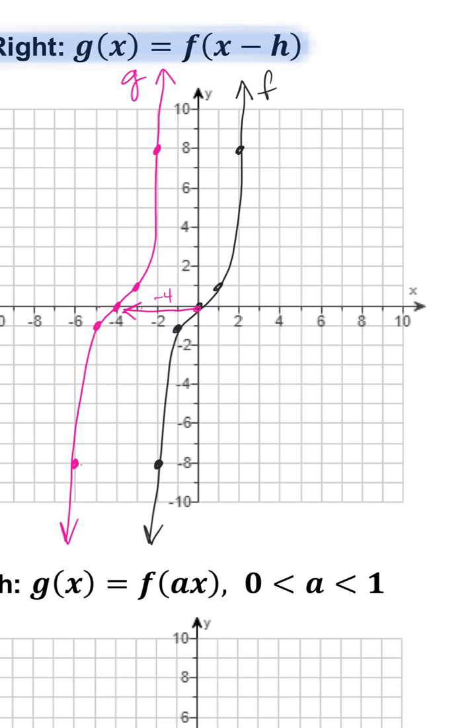So 2, negative 8, 3, negative 1, 4, 0, 5, 1, 6, 8. So now we have the exact same graph. It's the same size, nothing's different. This time we went 4 units to the right.